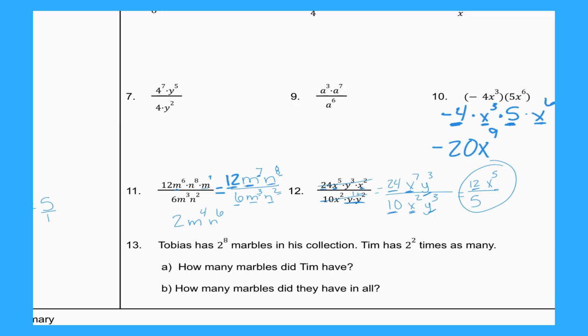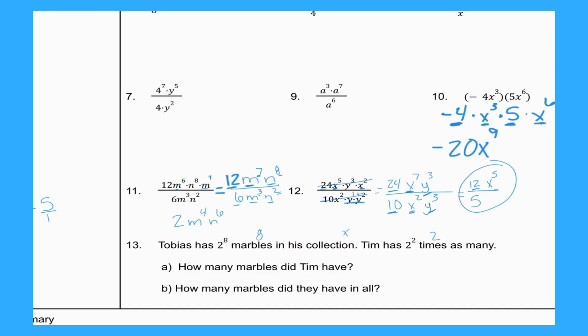And for our word problem, Tobias has 2 to the 8 marbles in his collection. Tim has 2 to the 2nd times as many. So something I like to do is simplify my numbers. Let's just pretend that Tobias has 8 marbles and then Tim has 2 times as many. Well, if Tobias has 8 and Tim has 2 times as many, then he would have 16. 8 times 2 is 16. So now I know that I need to multiply.